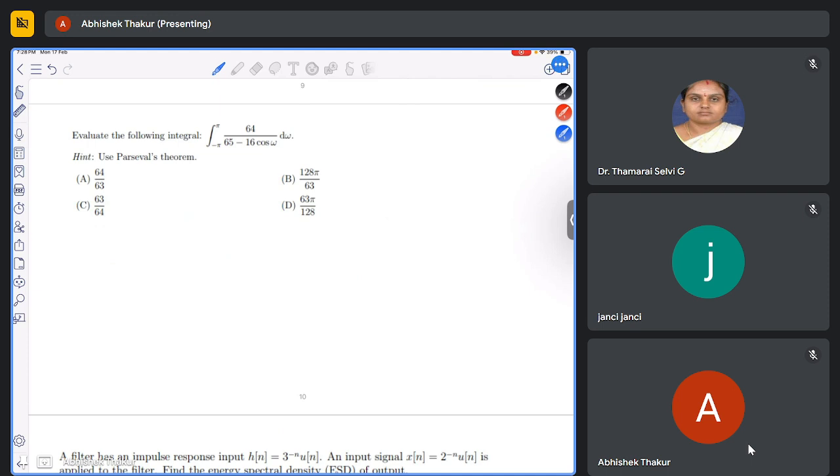So we have to solve this integration using Parseval's theorem. We can also solve this integration using normal methods, just by applying a trigonometric transformation, but we have to solve it using Parseval's theorem. So the value of I is given as the integral from minus pi to pi.